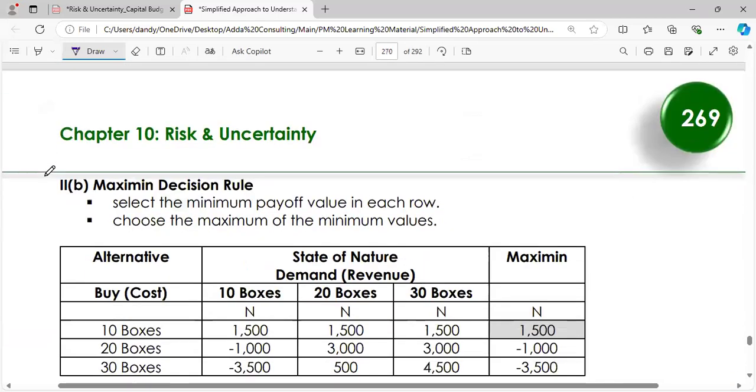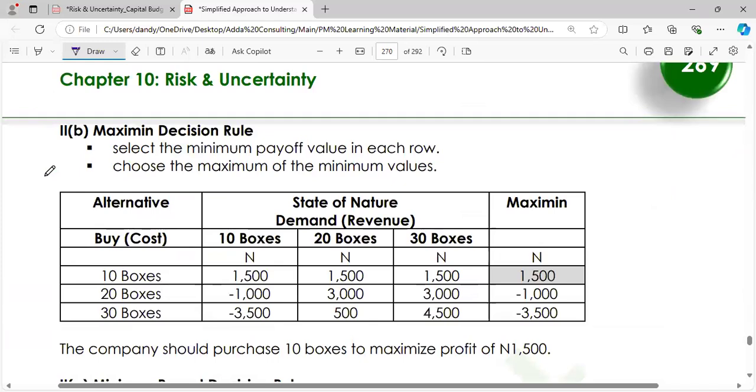Then under the Maximin criterion, we are selecting the minimum value in each row first. Minimum value 1,500 is all we have all through. So that's the 1,500. The second row, minus 1,000, 3,000, 3,000. Minus 1,000 is the lowest. The third row, minus 3,500, 500, then 4,500. Minus 3,500 is the lowest. Then you now select the maximum of the minimum. That's why we selected 1,500. Therefore, the company should purchase 10 boxes of apple to maximize profit of 1,500.